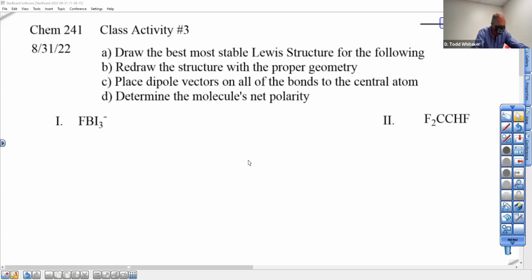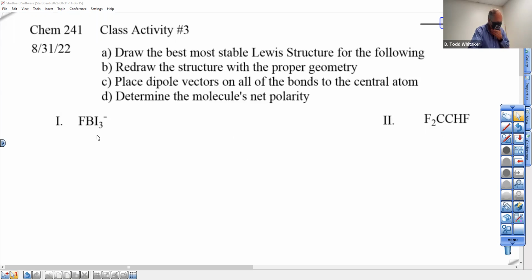All right, everybody, we're going to expand our knowledge of Lewis structures towards that story I was telling last night about the relevance of Lewis structures and how they can predict things like polarity if we do them properly. So here we go. We're going to draw a Lewis structure for these two species.